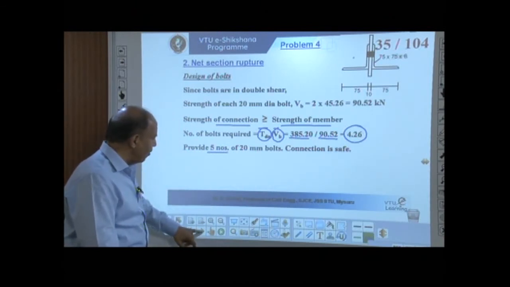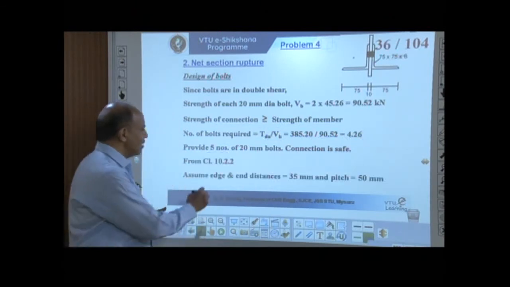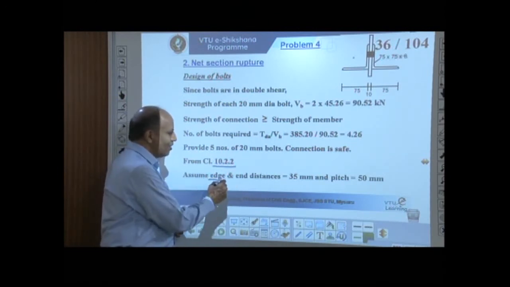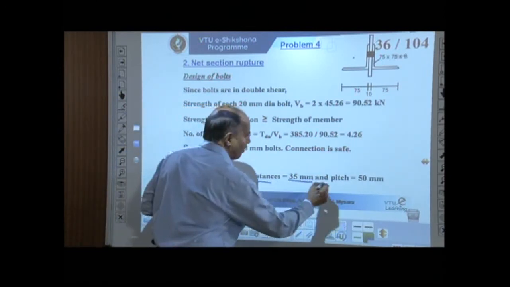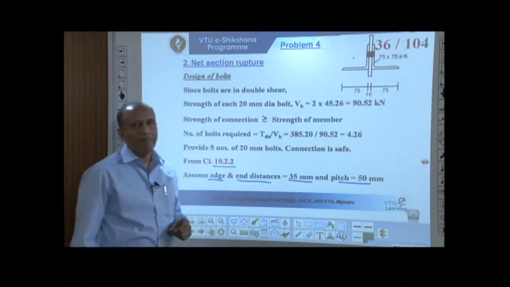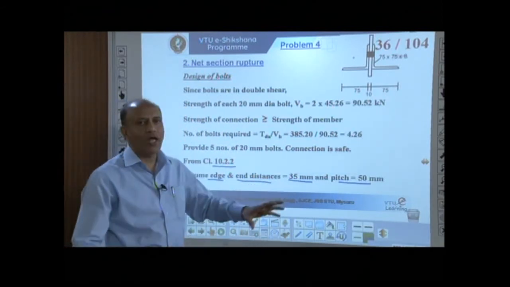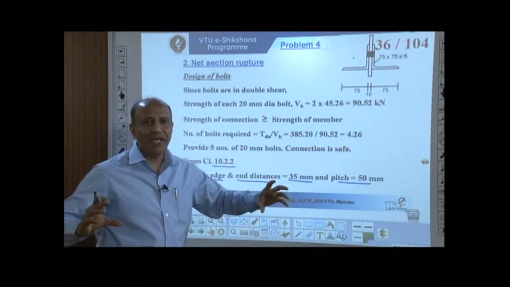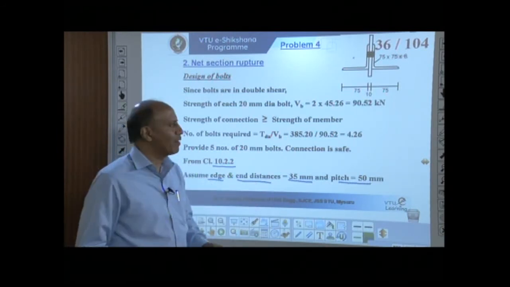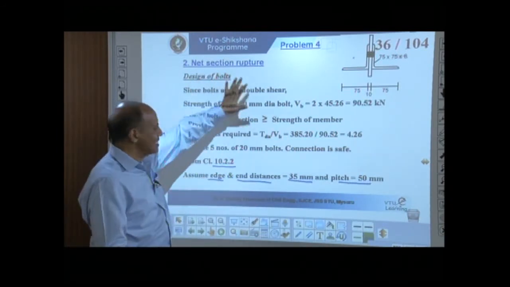And finally, we are trying to assume, from clause 10.2.2, the edge and end distances to be 35 mm and the pitch to be 50 mm. So I can assume these things so that my connection is complete, that is, the detailing of the connection is complete. So this is what we have in net section rupture.